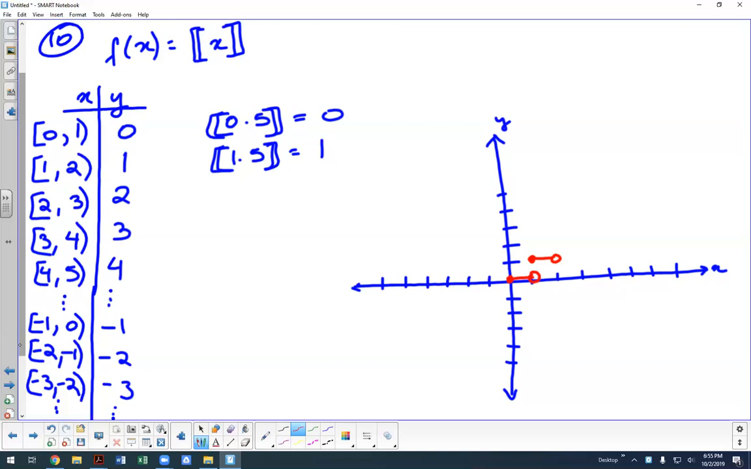Yeah, you're basically climbing stairs, right? It kind of looks like a stepping something. So again, you would have a closed circle at 2, and then an open circle at 3, and your step would go from 2 to 3. This is going to continue all the way to infinity, because it just keeps going.